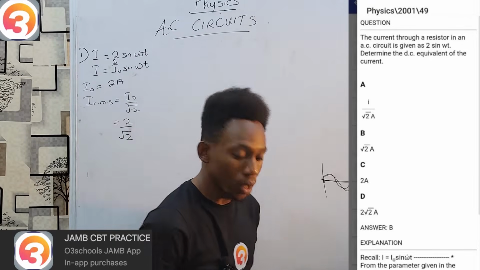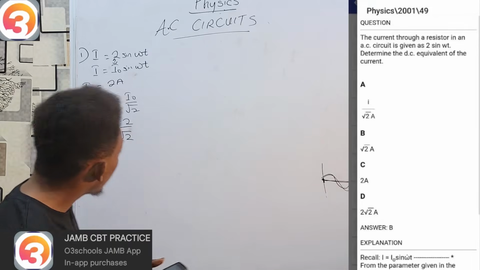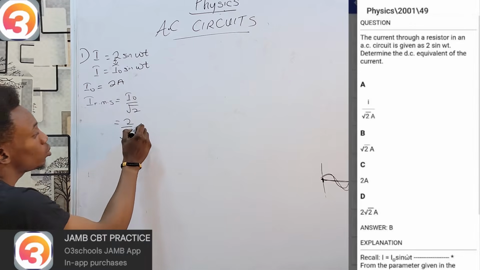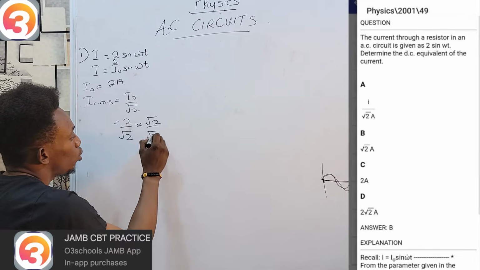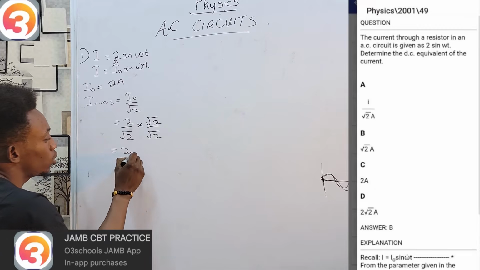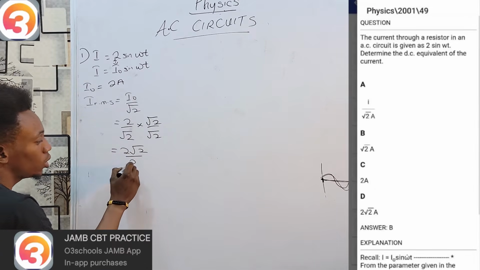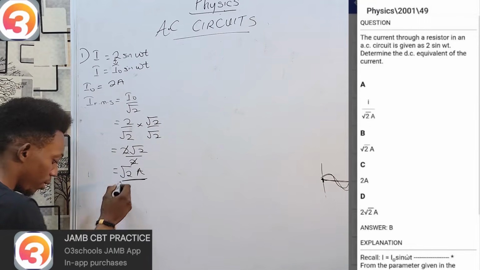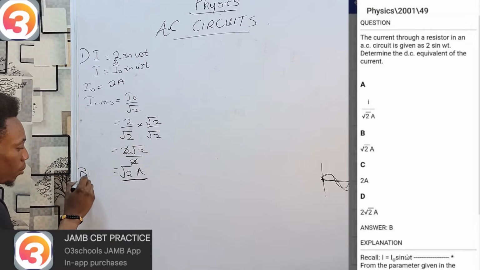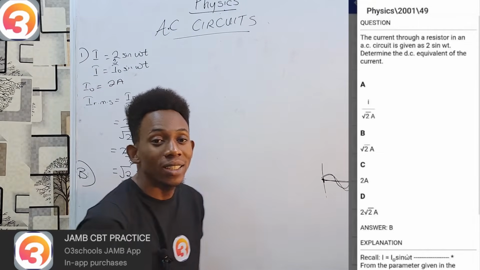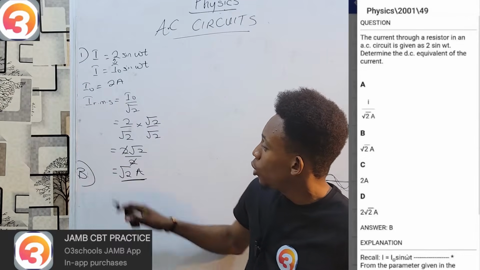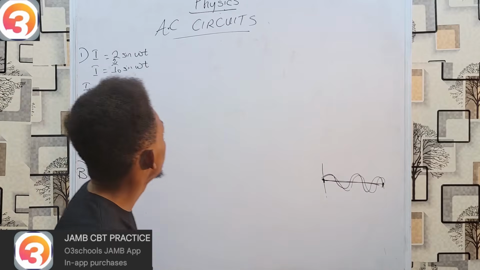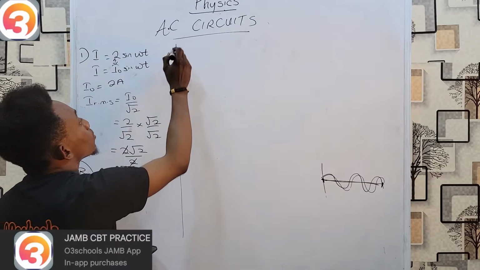Now, you would want to stop here in your question, but at times they may rationalize. So it doesn't matter. What do you simply do? Times root 2 over root 2. This is 2 root 2, and root 2 times root 2 is 2. 2 cancels 2, giving you the answer as root 2 ampere. You see, that's our option B. And that is why you don't have to panic when you don't see your answer in the options. When you get 2 over root 2 and you don't see it, that doesn't mean you are wrong. Simply rationalize and your answer will be there.